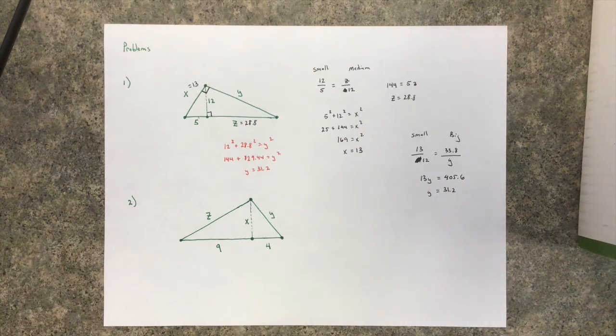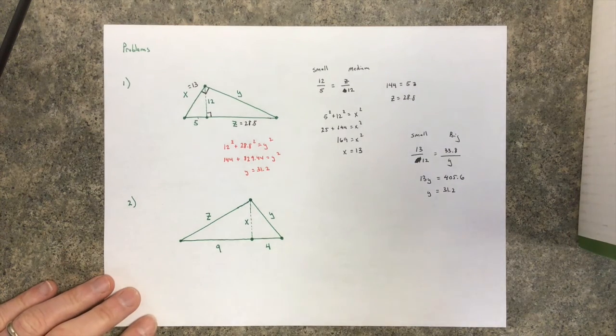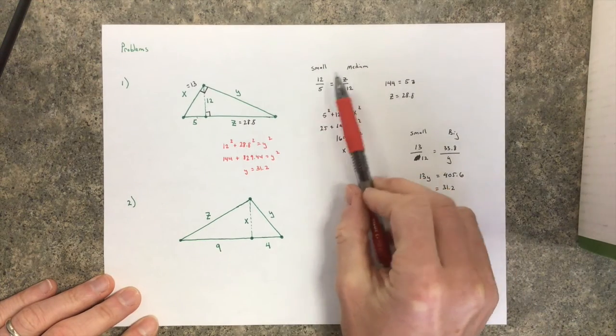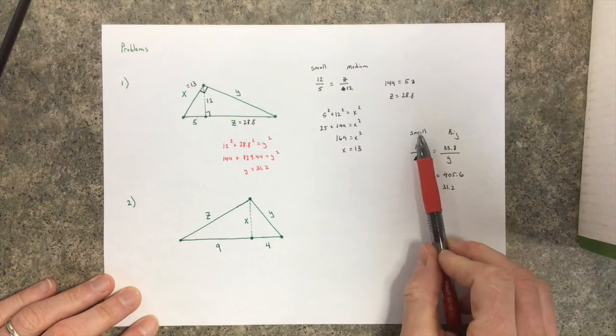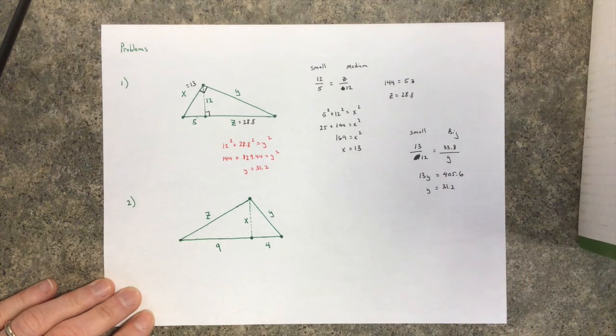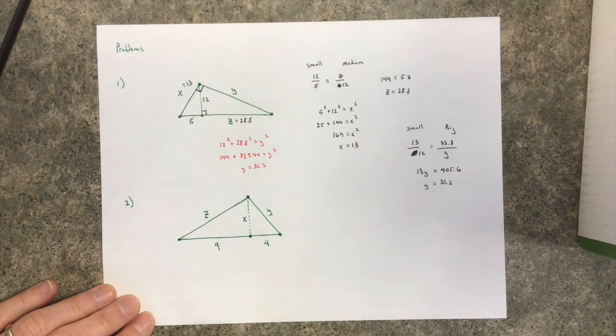So whether you want to set up proportions or whether you want to use Pythagorean theorem, it's totally fine. Usually you have to use proportions at least once. And again, this one, I was comparing the small triangle to the medium triangle. Over here, I was comparing the small triangle to the big triangle. And it doesn't always even matter what direction you want to go. Okay, let's do this one.